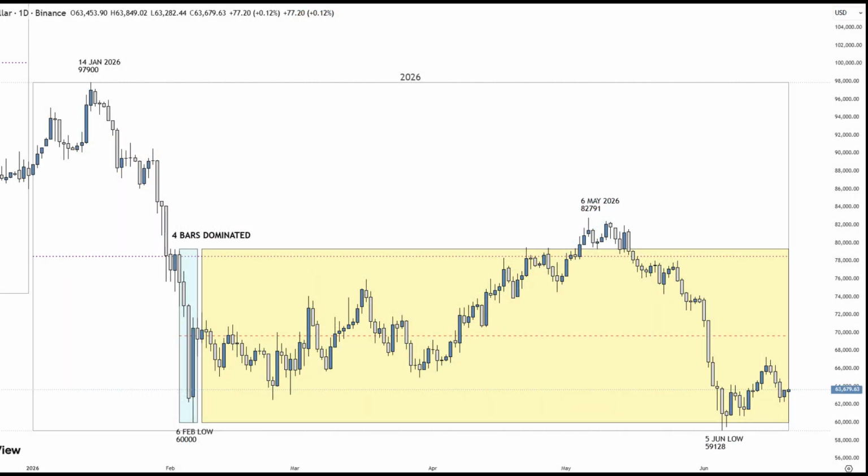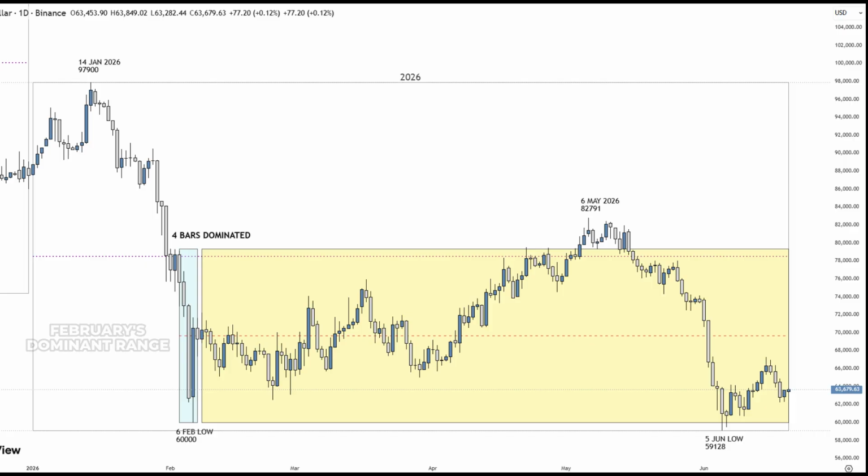Since the yearly high 14th January at $97,900, Bitcoin fell hard to the 6th February low at $60,000 precisely. But for much of the year, price has been dominated by the range created between the 1st February high and the 6th February low. Price action has consolidated in February's dominant range for much of 2026. Whilst it has tested both sides, February's high and low, price continues to be drawn back into the range like a magnet. On 5th June, we made a new yearly low, but with Bitcoin trading around $63,385, price has moved back into this range.